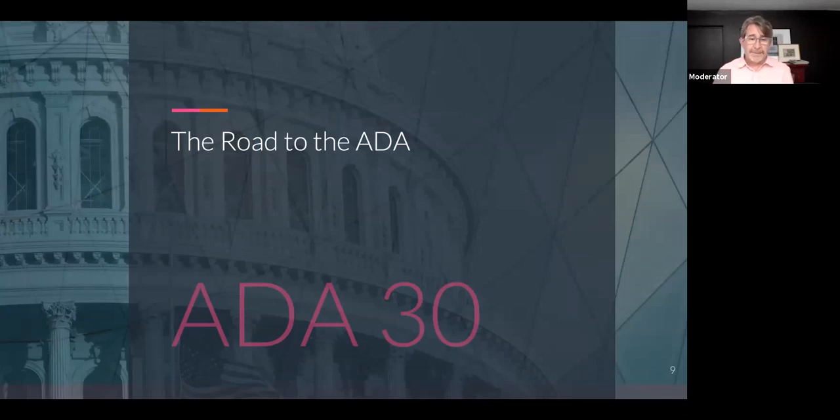So there's a lot to consider. If you think about how far we've come in those 30 years, it's kind of a mixed bag. When it comes to physical spaces and architecture, I'd say we've probably come reasonably far, and new construction is pretty good about following the norms of the ADA. When you get to the digital world, it's an entirely different matter.